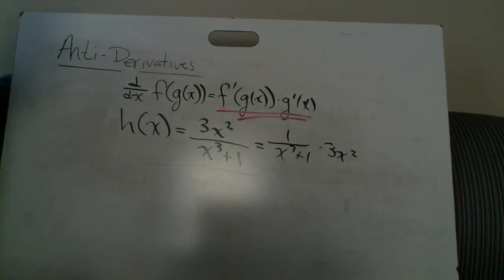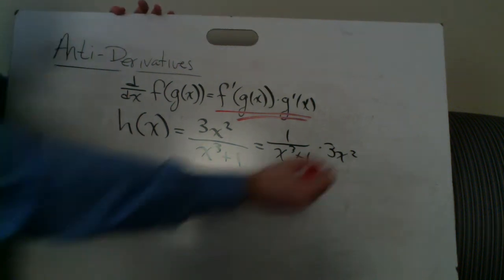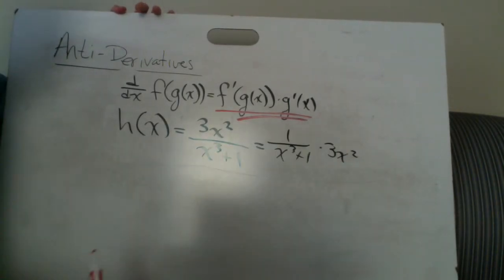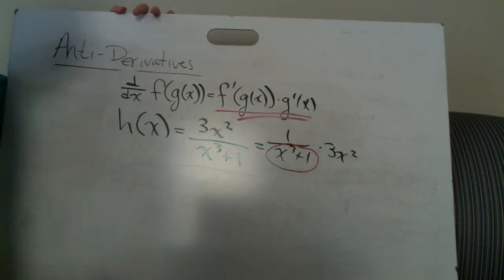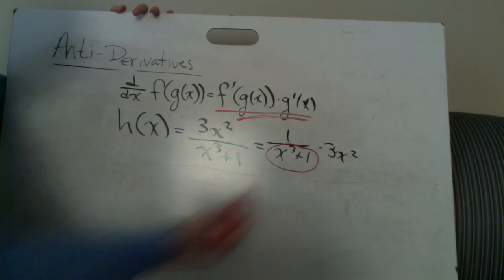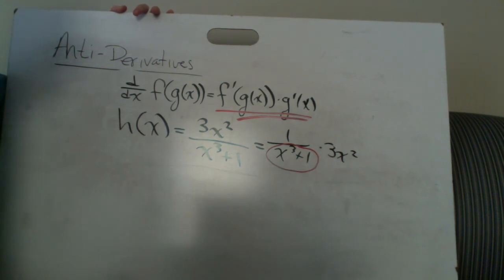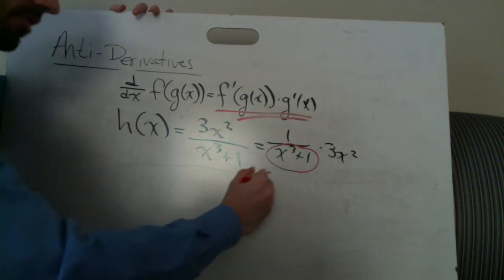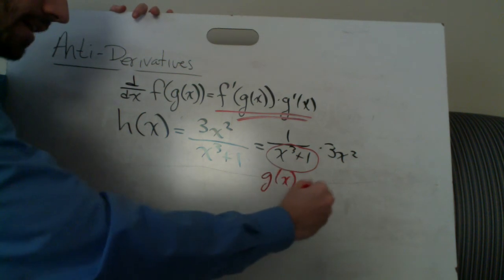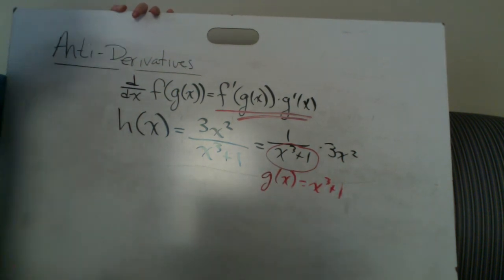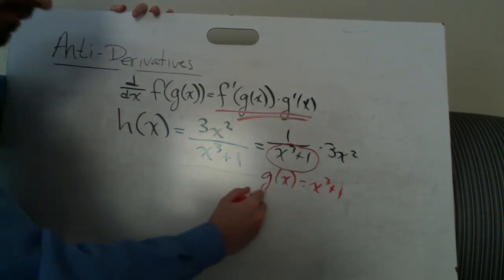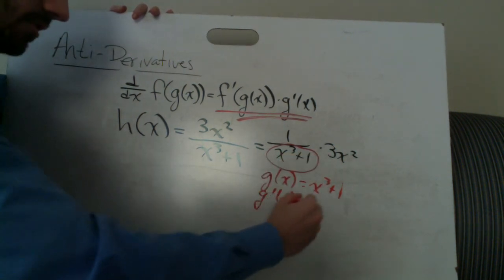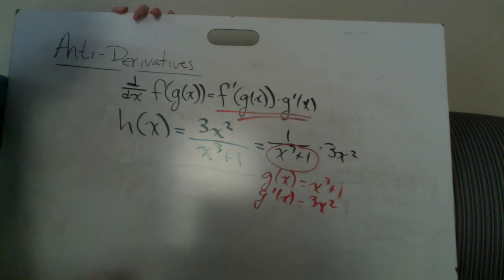So my goal should be, can I find a function in here somewhere whose derivative is 3x squared? And I can. This denominator, x cubed plus 1, its derivative is 3x squared. So if I let my g of x be x cubed plus 1, I already have my correct g prime of x. G prime of x is just 3x squared.